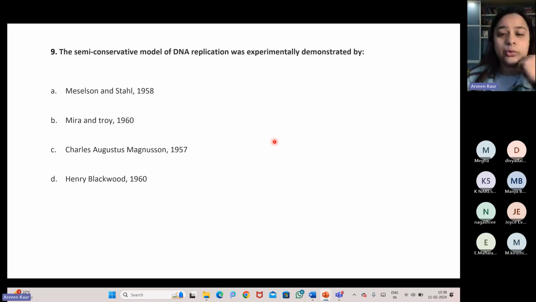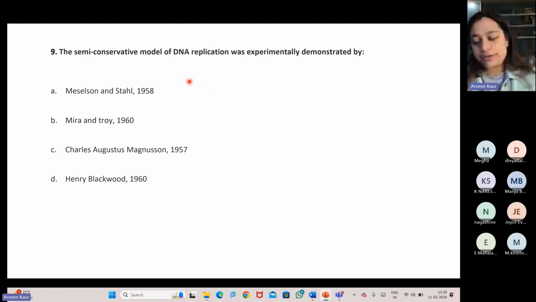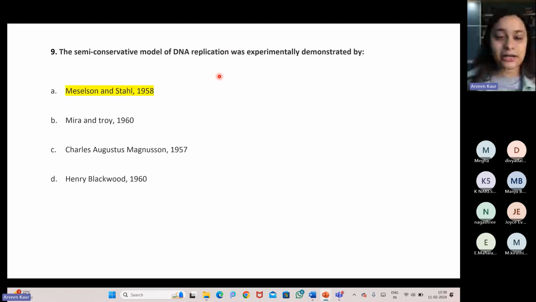Okay. So coming to question number 9. Question number 9 says, the semi-conservative model of DNA replication was experimentally demonstrated by which one of these duos? Meselson and Stahl in 1958, Mira and Troy in 1960, Charles Augustus and Magnuson in 1957, or Henry Blackwood in 1960. So I think this is a very, very straightforward question with the answer being Meselson and Stahl.